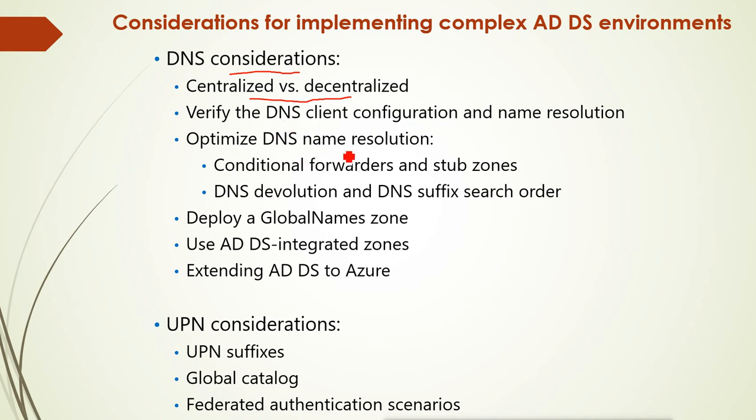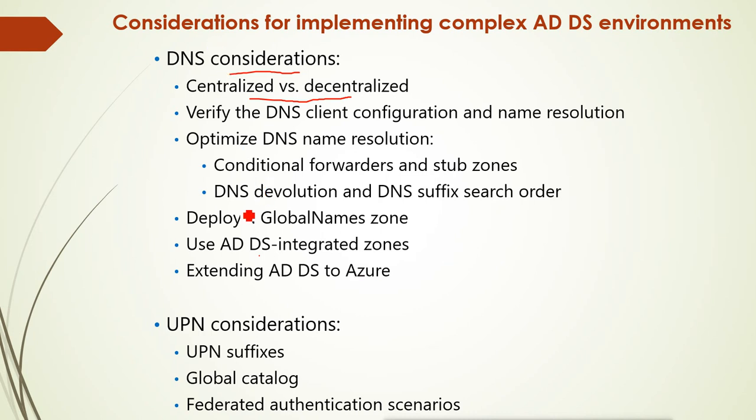We can configure conditional forwarders and stub zones for sharing information from one DNS server to another domain DNS server. So we have to configure conditional forwarders or stub zones, DNS devolution and DNS suffix search order, and deploy a global name zone. We can use ADDS integrated zones so that Active Directory replication also replicates the DNS information. If we are extending ADDS to Azure, in the Azure cloud, then we also have to consider DNS zone replication.